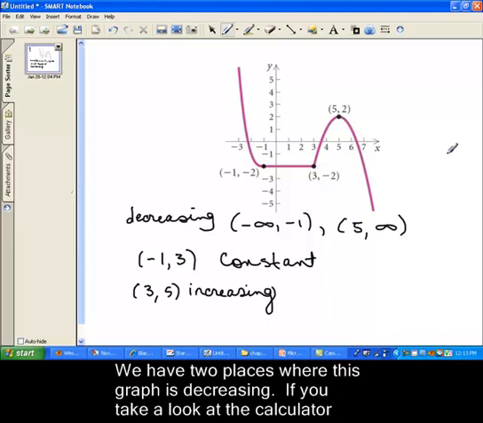And we just add that one, 5 to infinity, to the one we already had. So we have two places where this graph is decreasing, and we have to put both of them down because it's decreasing in both places.